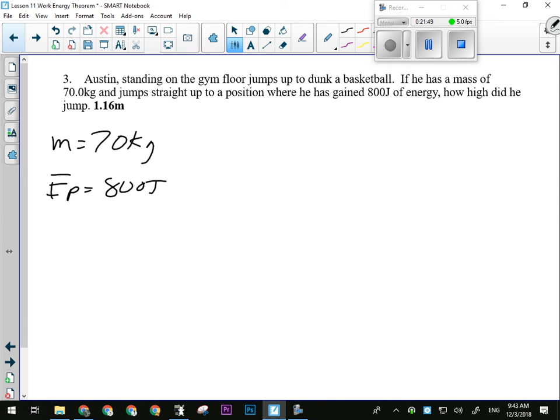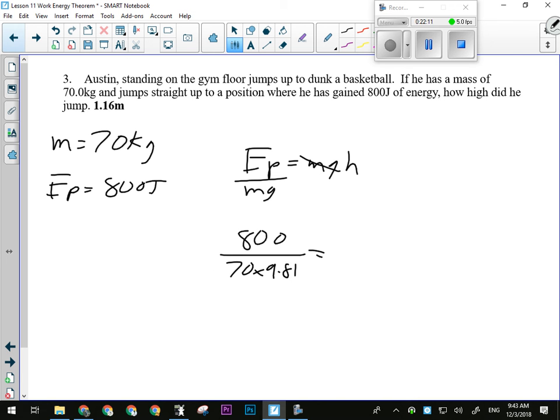So really, this is just EP equals m times g times h, and we're just solving for h. So we divide both sides by m times g. We're left with h, so we go 800 joules divided by 70 times 9.81. That has to be in brackets on your calculator. And that should come out to 1.16 meters, which is an impressive vertical jump.